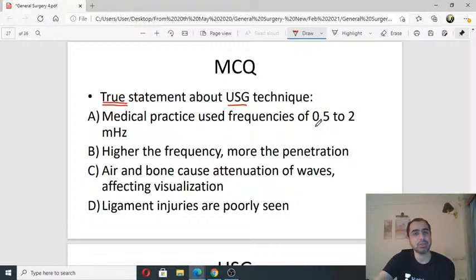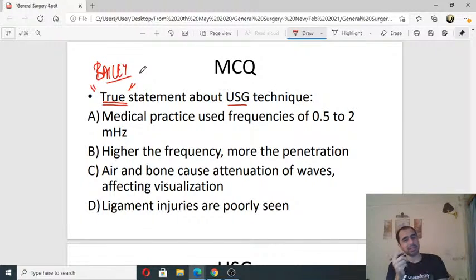Medical practice uses frequencies of 0.5 to 2. Higher the frequency, more the penetration. Air and bone cause attenuation. Ligament injuries are poorly seen. True statement. Each of these lines is taken from Bailey. I have just twisted one or two things to make everything incorrect and only one statement is correct. Only one statement is correct, okay?